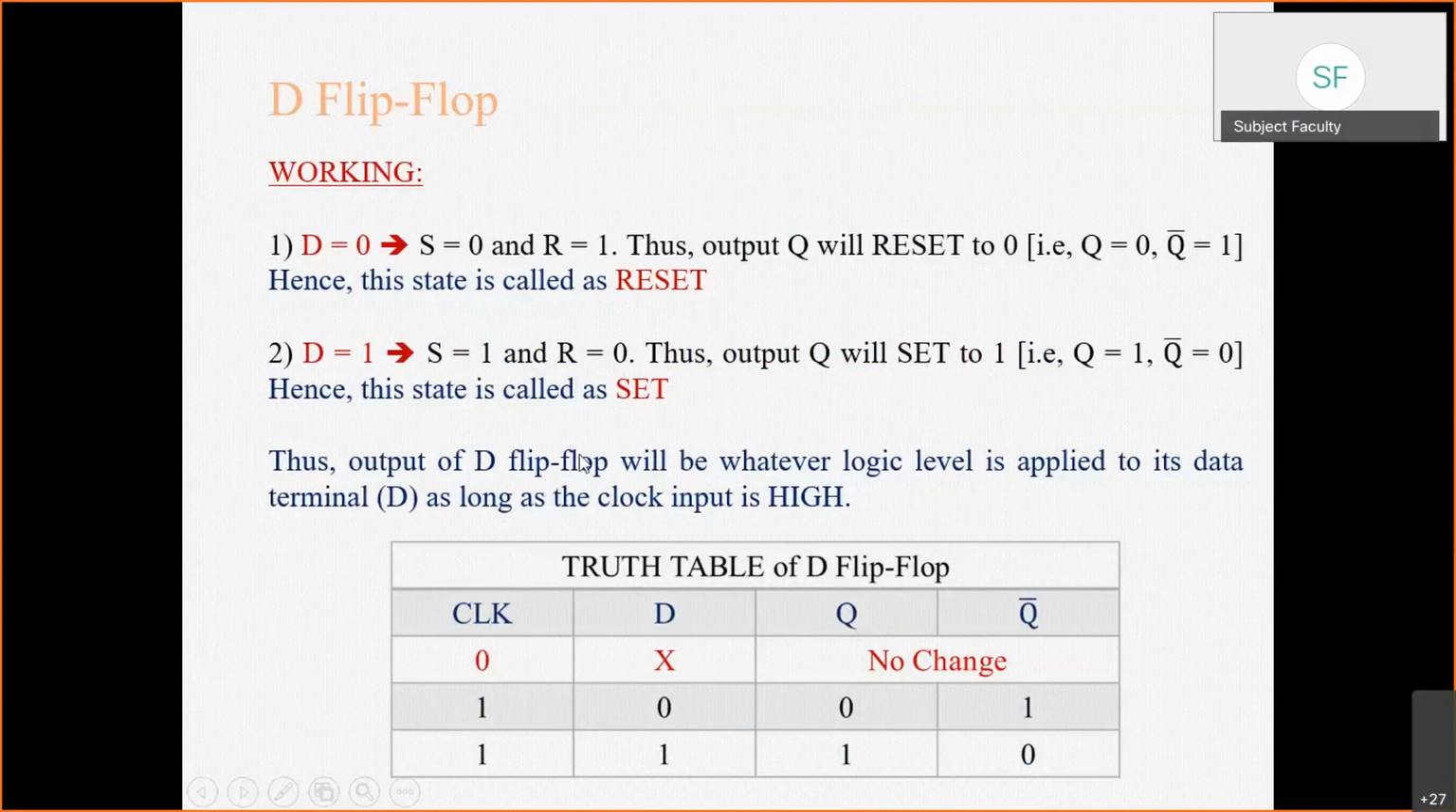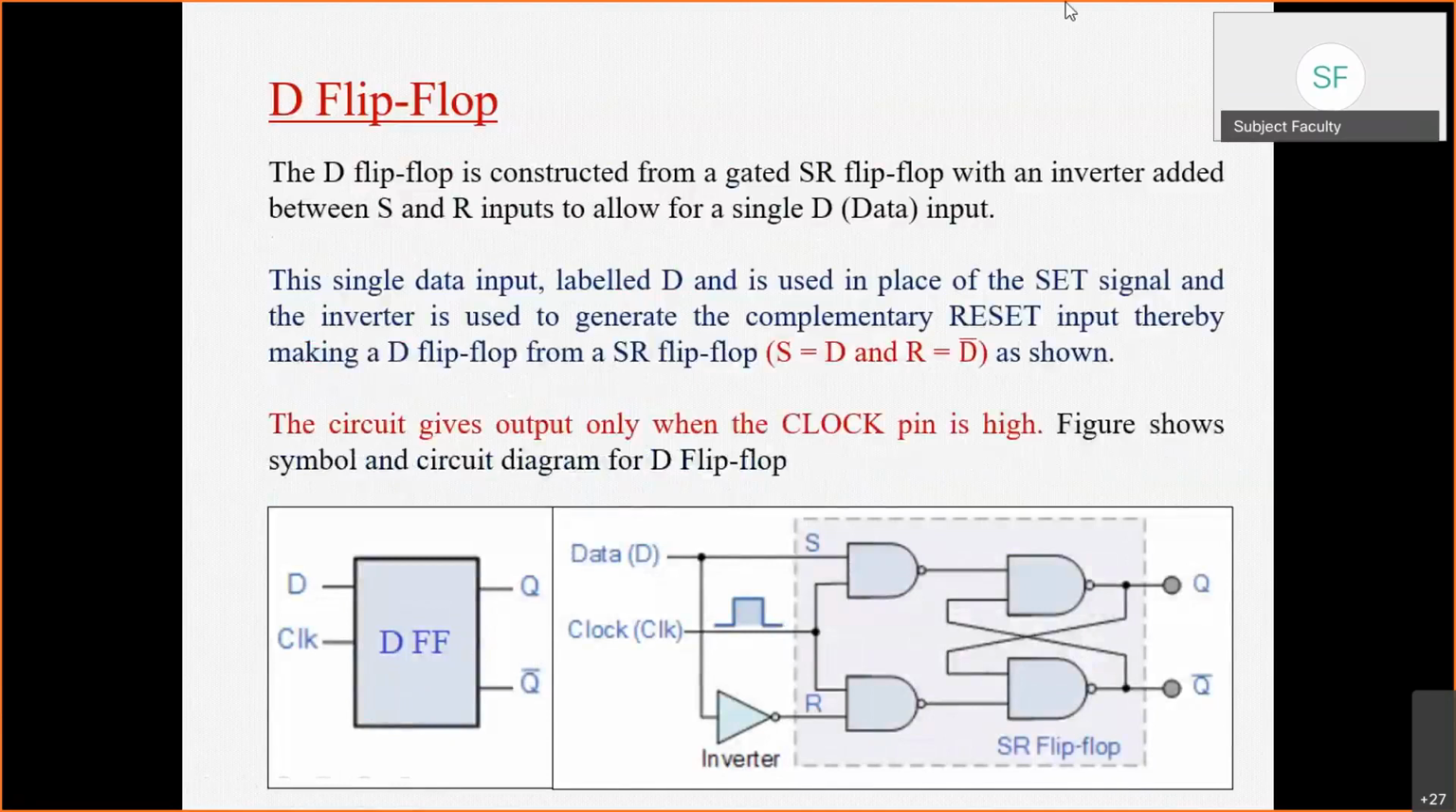Again, you can verify, right? Here we have verified this particular truth table by using the SR flip-flop truth table. But again, you can also work it out in detail. Okay, there is no problem. So what do you mean by detail? So just take one more example.